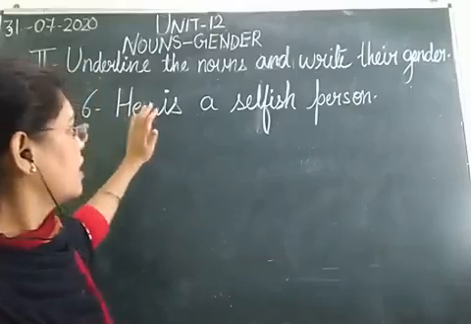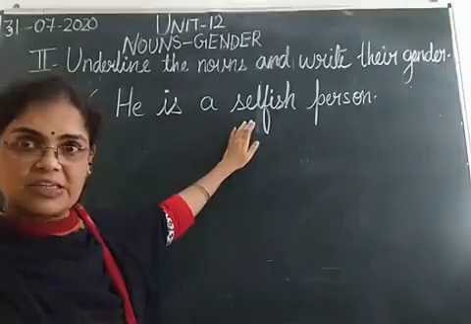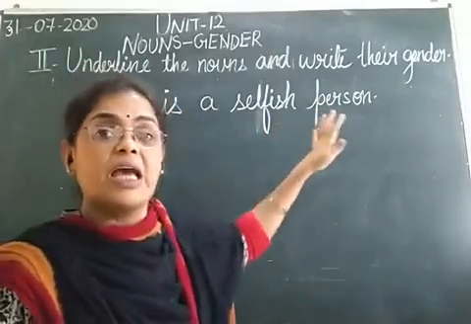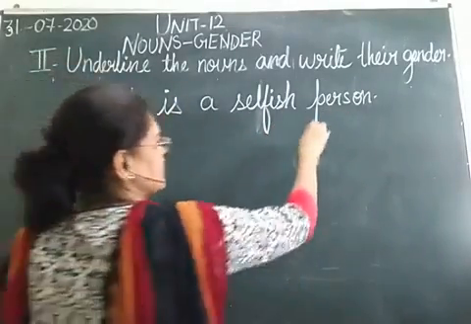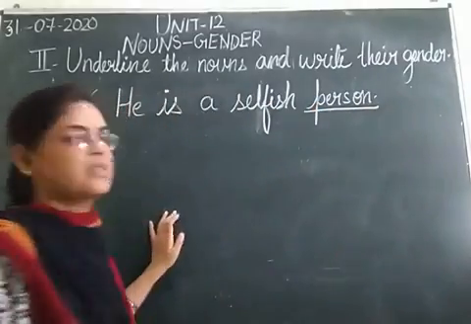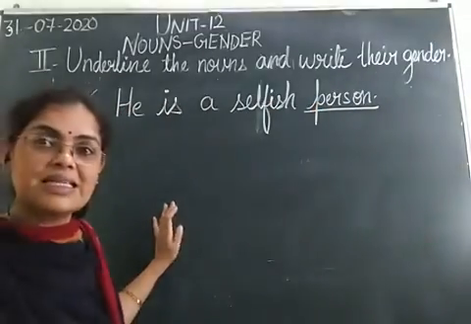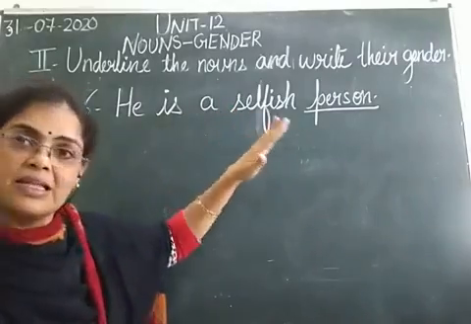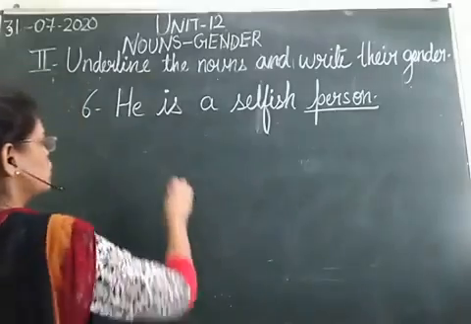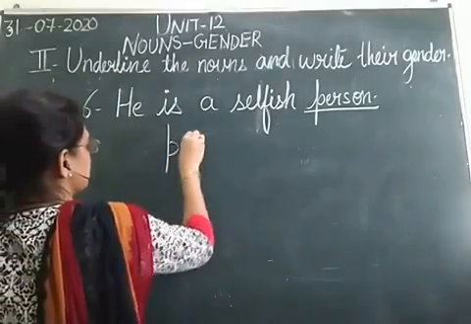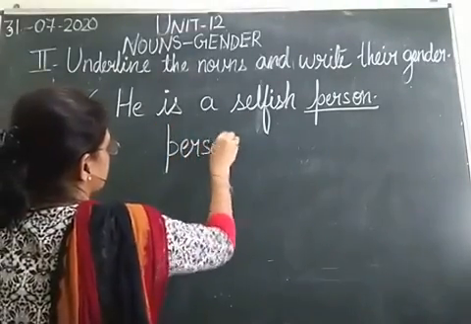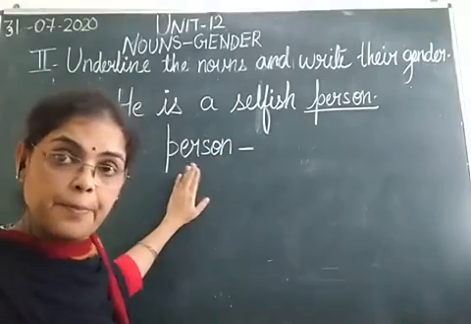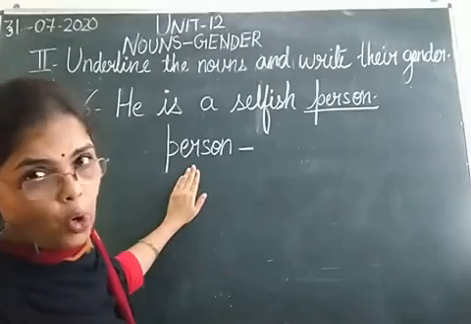So, this is an adjective. Fine. So, he is a selfish person. And the noun in this sentence is person. So, students, we have underlined the noun. Now we need to tell that person denotes which gender. Person can be a male or a female.